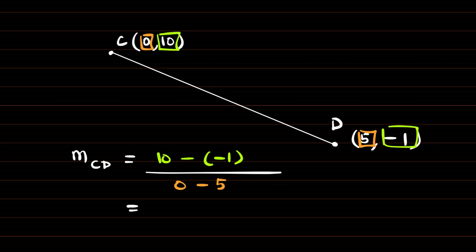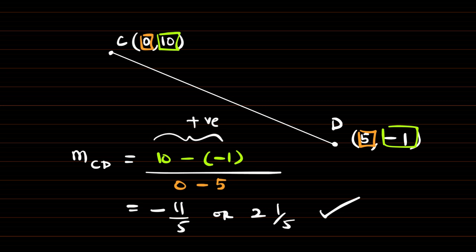What do I get at the top? 10 minus negative 1, that is 11. And there is a negative 5 at the bottom. So therefore, this can be written as 11 over negative 5, and that is the gradient. But now it has a negative sign because of this. The numerator was positive, the denominator was negative. So this is negative 11 over 5.